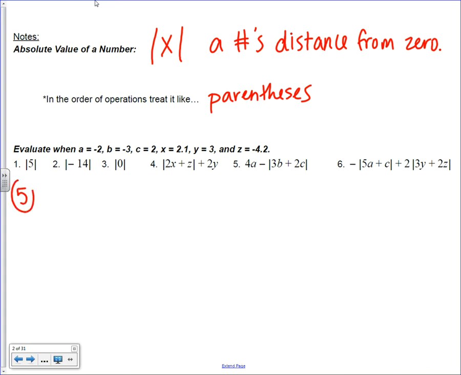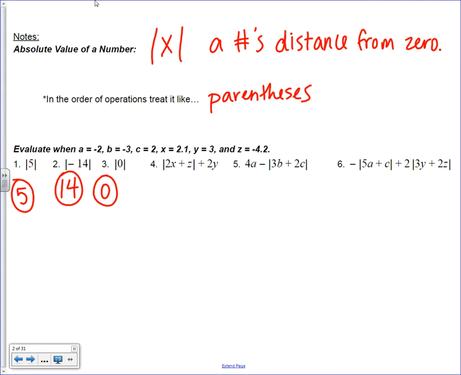Fair enough. In number 2, is there anything to do inside those bars? No. There's nothing in there besides a negative 14, right? So what is the absolute value of negative 14? Fair enough. Number 3, is there anything to do inside the bars? No. So what's the absolute value of 0? Fair enough. Everybody good on those first 3? Then we move into something like number 4.